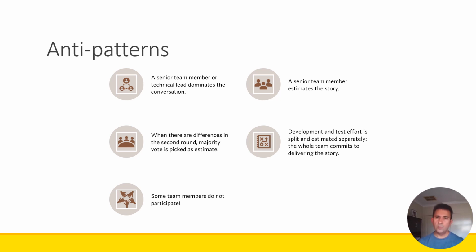The other thing is when there are differences in the estimates, if you play the second round and there are still differences, people go with, I don't know, majority or some random number, anything that is not basically the highest number. We go with the highest number because we want to make sure we can commit to anything, and when we commit to it, we actually do deliver it. If we go with something that is not the highest and the person with the highest estimate actually picks it up, there's a good chance that the story doesn't get delivered.